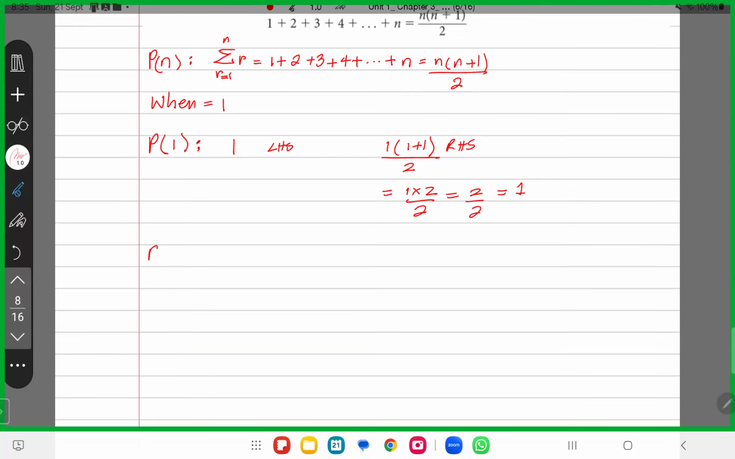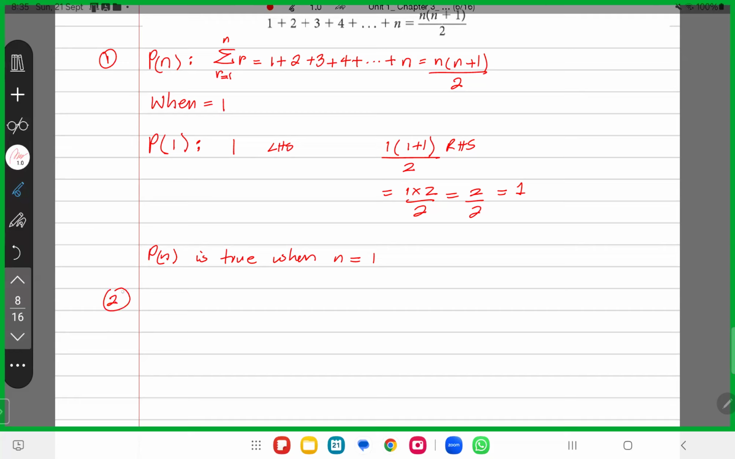So when n is equal to 1, both the left-hand side and the right-hand side are equal to 1. So we can say that Pn, which is the statement that the sum of the first n counting numbers is equal to n into n plus 1 over 2, is true when n is equal to 1. So this is step 1.